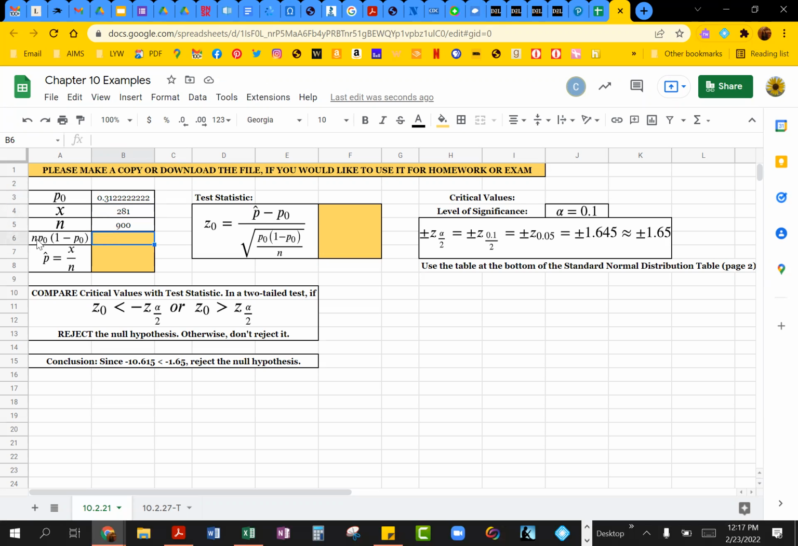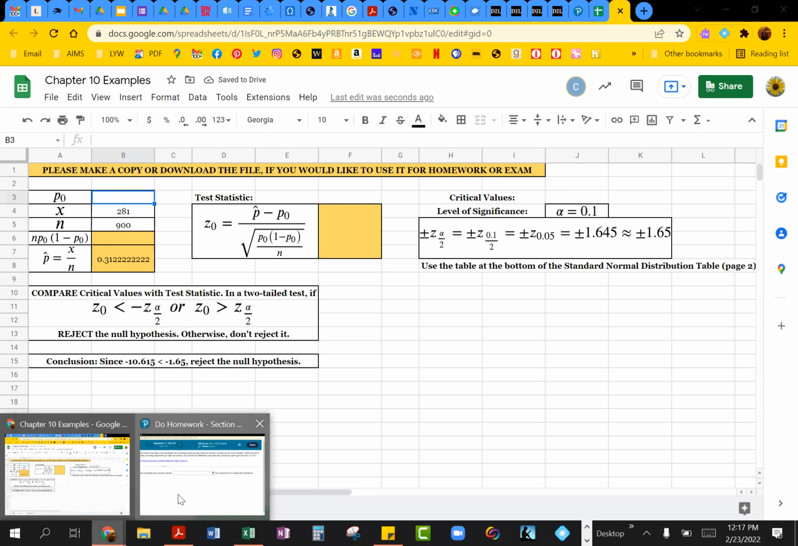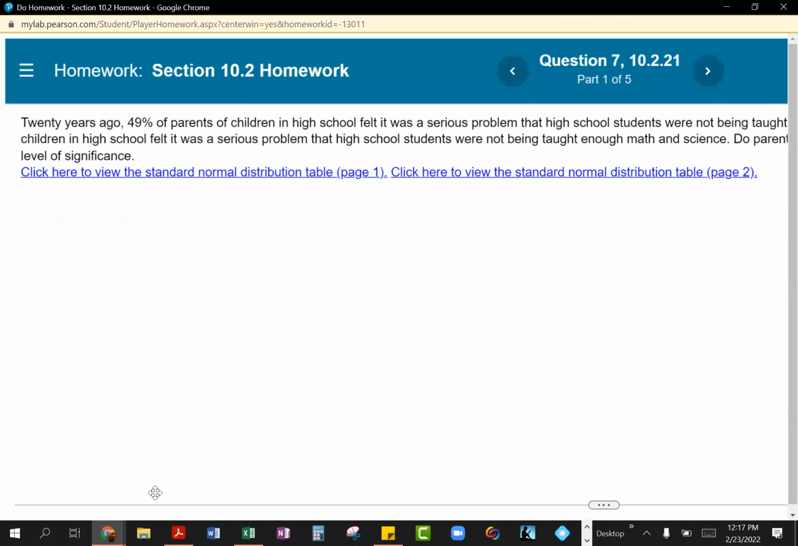Now let's go ahead and calculate the, oh, sorry, wrong place. That should go here. X divided by n. And the p naught, sorry about that, is actually the original probability they told us, which was the 49%.